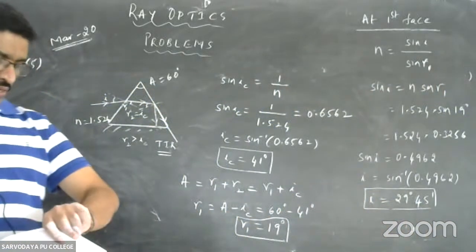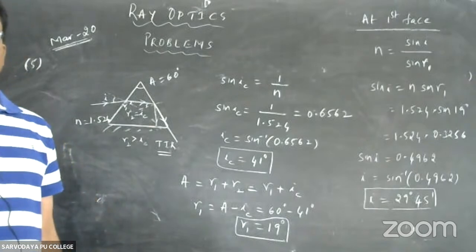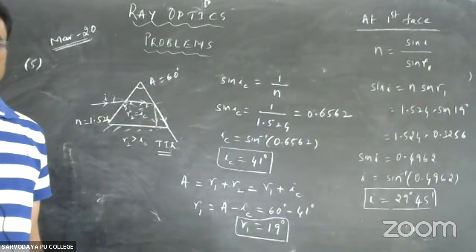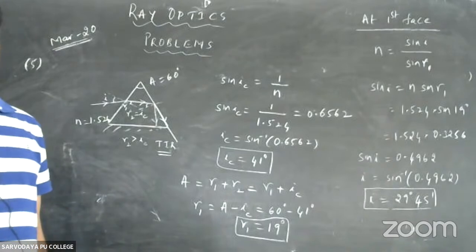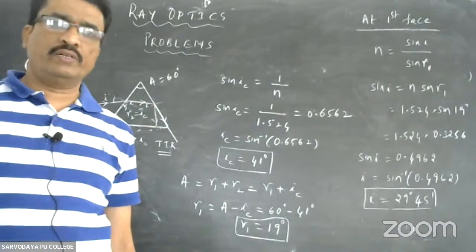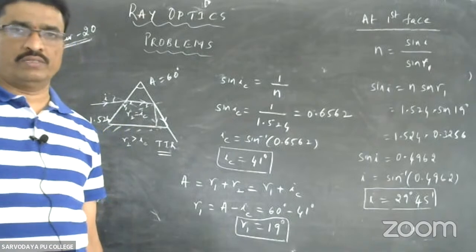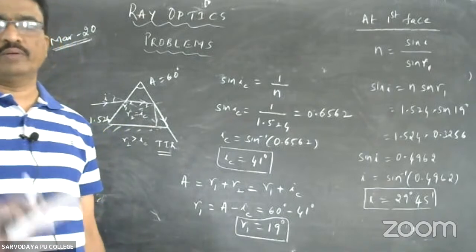This is from the March 2020 question paper. These are the three different types of problems which have appeared related to prisms.